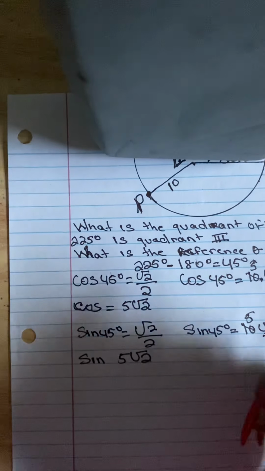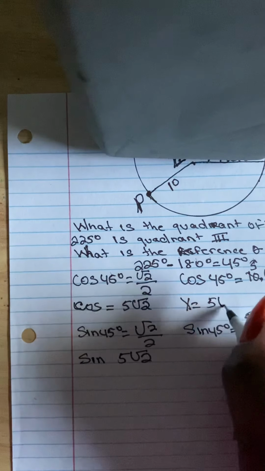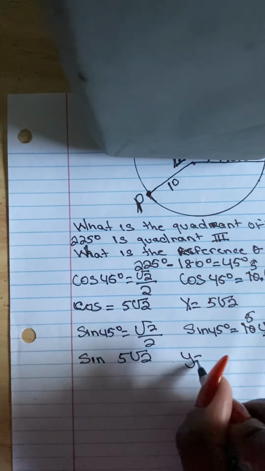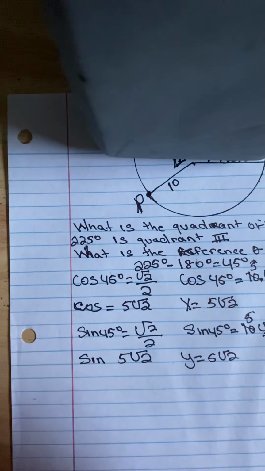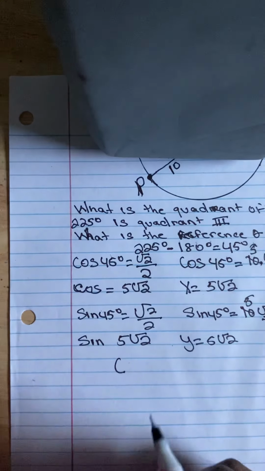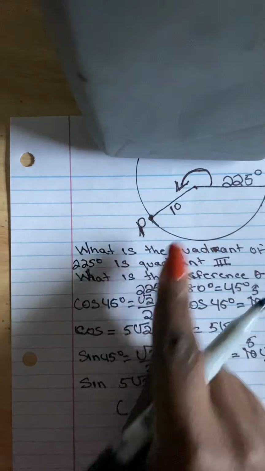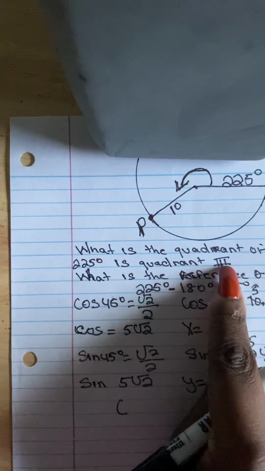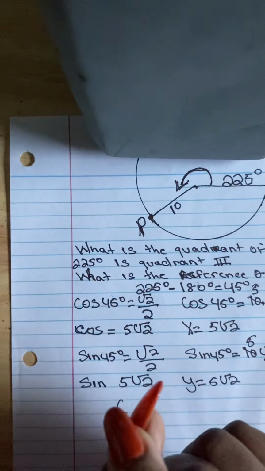The cosine is what? It's the x value. The x value is 5 square root of 2 over 2. The sine value is what? It's the y value, 5 square root of 2 over 2. But we are not done yet. Remember, we were in the third quadrant. We said 225 degrees is in quadrant number 3. What happens in quadrant number 3? Both x and y are negative.